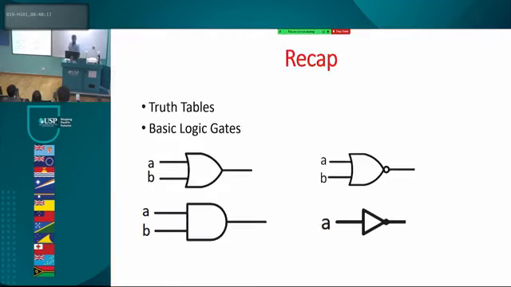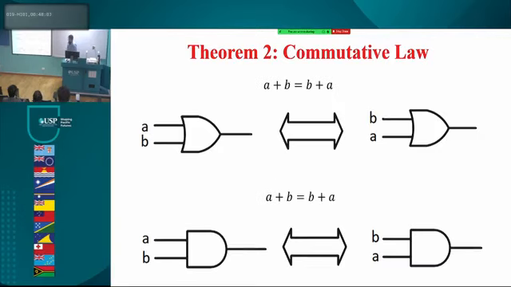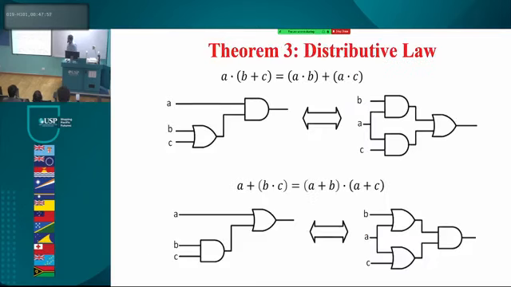Okay, so we've done all these gates. Theorem 1, associative law. We've looked at this yesterday. Basically, I was drawing this yesterday. I was doing it with the hand. Commutative law. Done this yesterday.